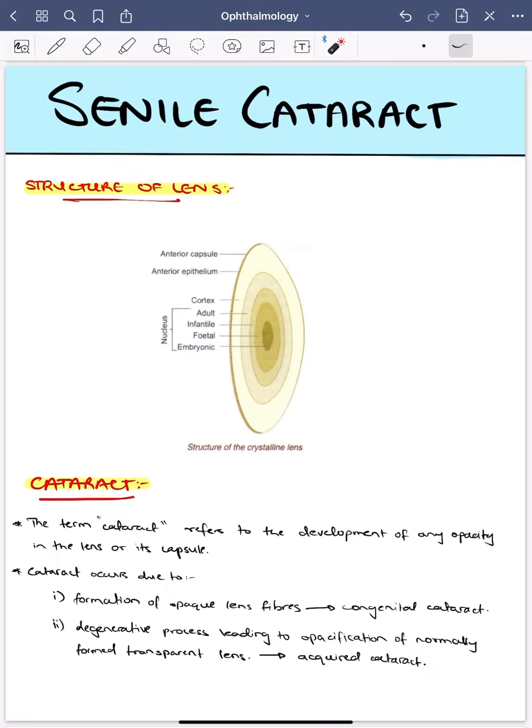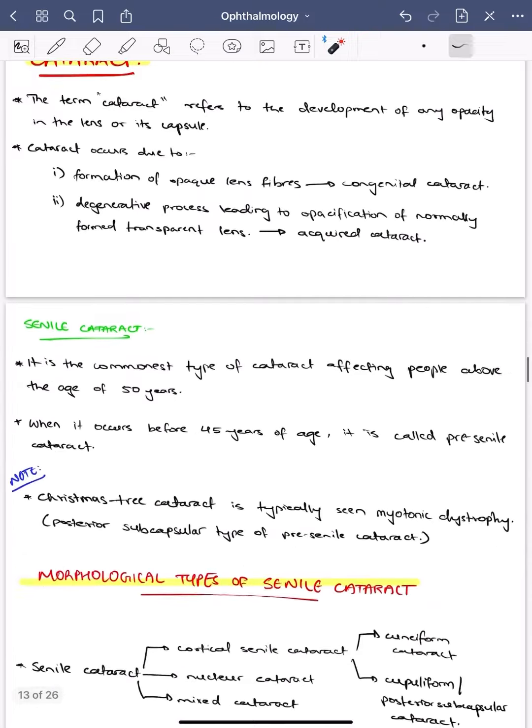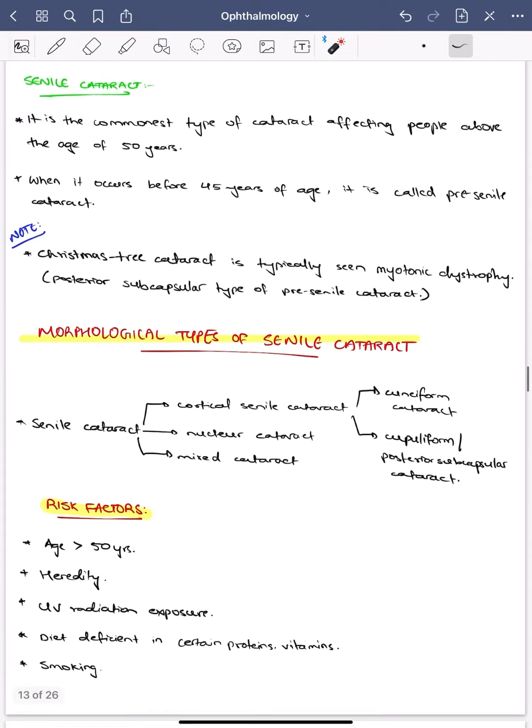Senile meaning age-related cataract. Senile cataract is the most common type of cataract affecting people above the age of 50 years. When it occurs before the age of 45 years, it is known as pre-senile cataract. But clinically, if the patient is above 50 years and presents with cataract, that is, if the patient is around 60 to 70 years with cataract, we term it as senile cataract. And if the patient is below 50 years, it is termed as pre-senile cataract.